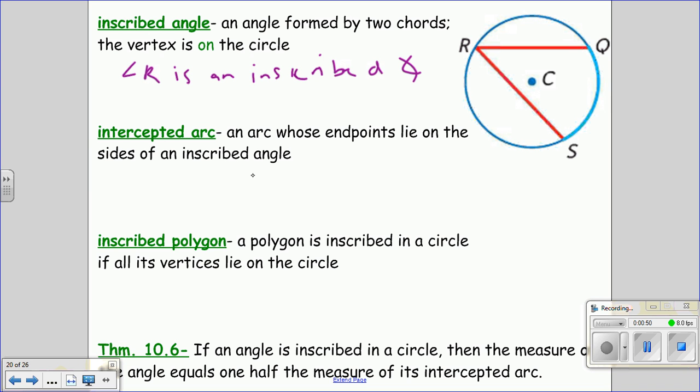Intercepted arc. An arc whose endpoints lie on the sides of an inscribed angle. So using the same picture, arc QS is an intercepted arc.